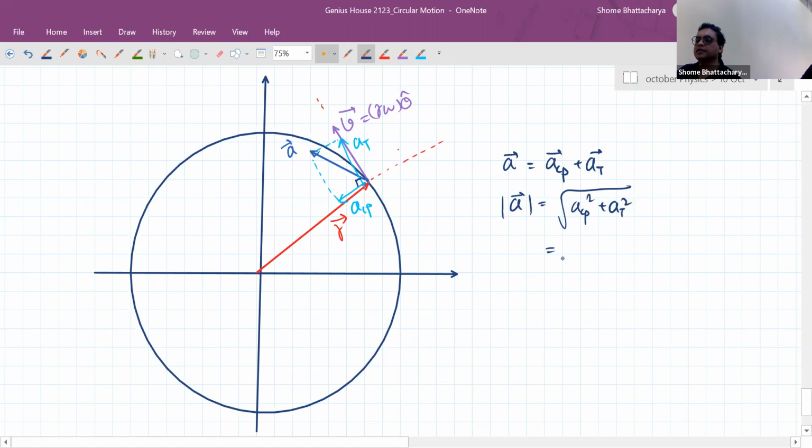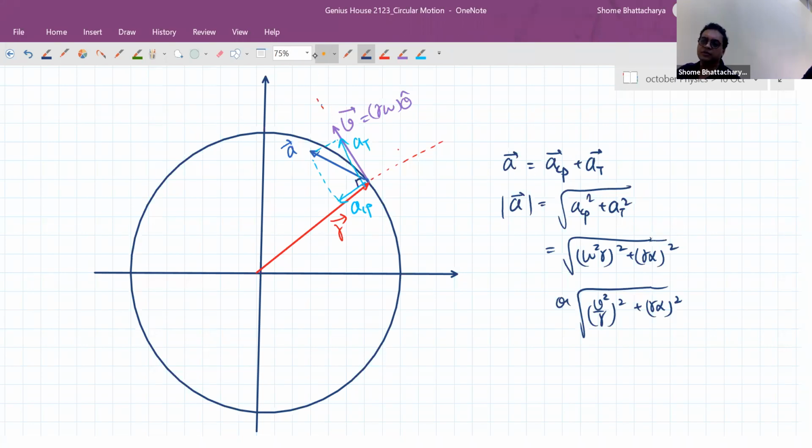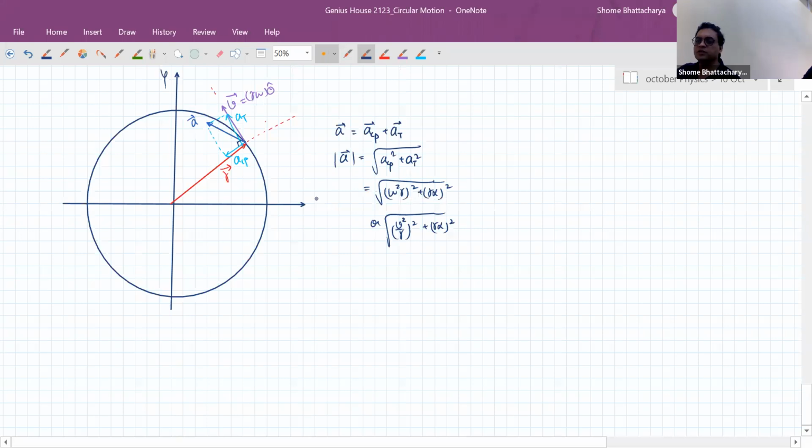So this can also be written as square root of omega square r whole square plus r alpha whole square, or you can write it as v square by r whole square plus r alpha whole square, whatever. So this is another formula based thing that you can have. We'll see an example or two. Those types of questions are called kinematics of circular motion questions.